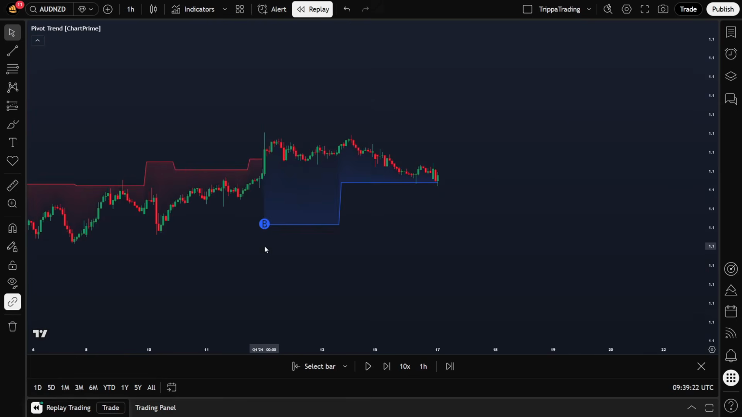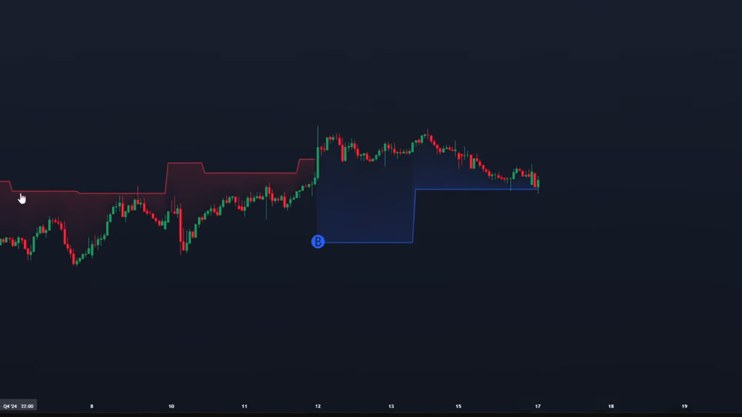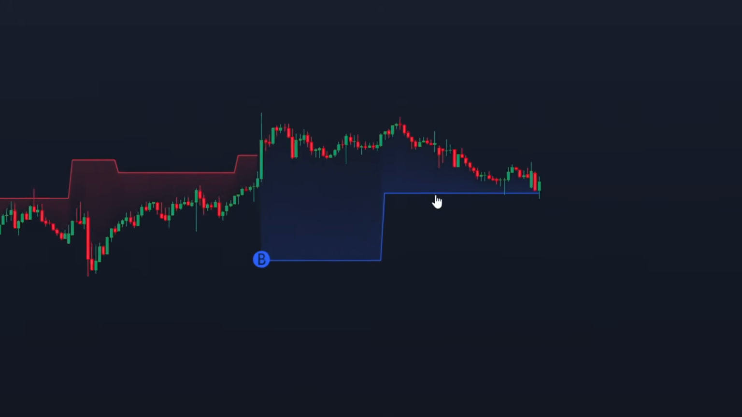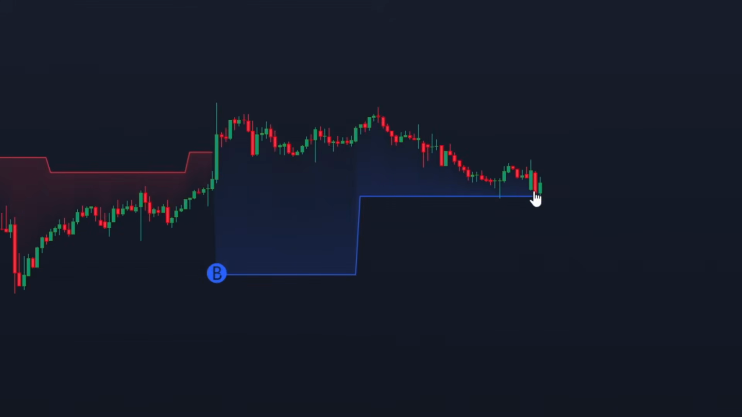Second buy example. Again, the market was previously bearish. The pivot trend line flips to blue and prints a buy marker. We let price move away first, then we get a deeper pullback this time. Price comes back almost exactly into the blue line again. Instead of guessing, we wait for confirmation.